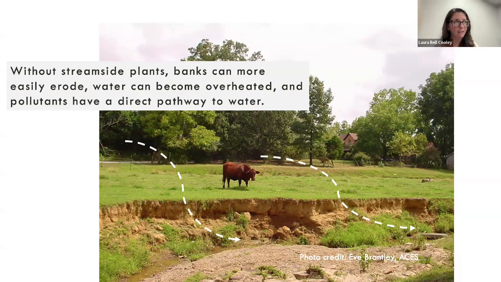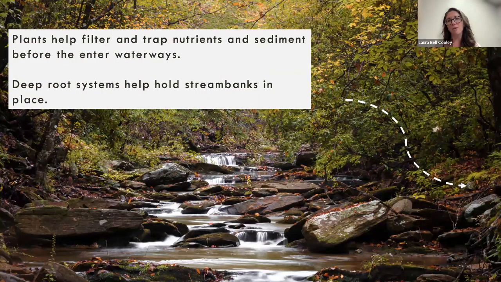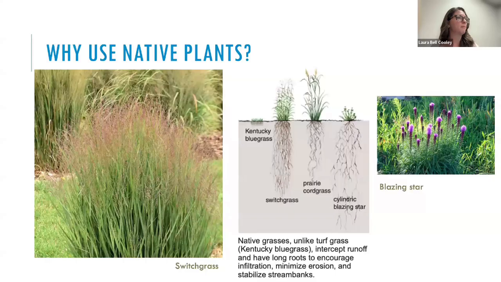Water can become overheated, and there's also a direct pathway for pollutants to run across the landscape and into the water. So those kind of plant buffers can play a really important role in helping keep those stream banks in place, but also maintain a healthy ecosystem. When you see a stream like this, I think we intuitively know this looks a lot healthier. One of the reasons for that is it has these vegetated buffer systems, and there's less erosion.